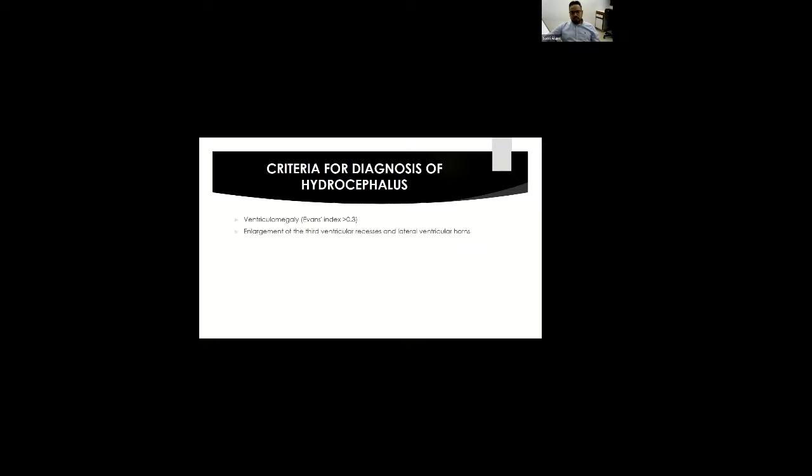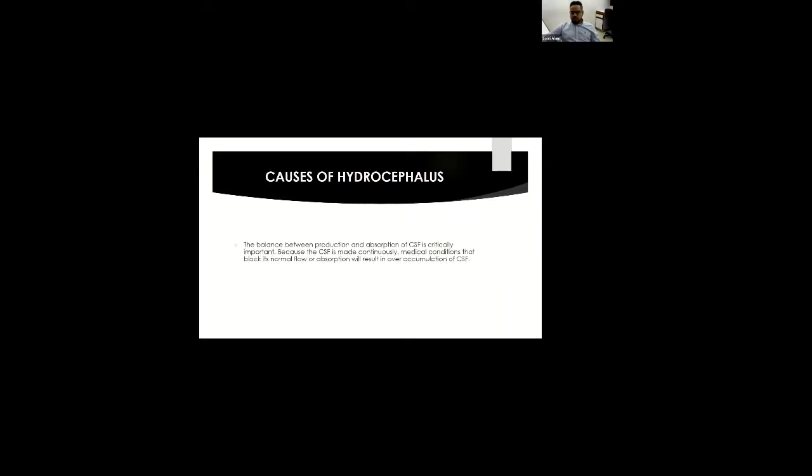Then it's the enlargement of the third ventricular recess and lateral ventricular horns. Then thinning and elevation of the corpus callosum. Normal or narrowed cortical sulci. Periventricular white matter hyperintensities. Now moving to causes of hydrocephalus.